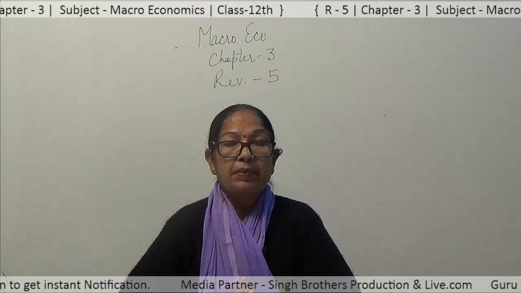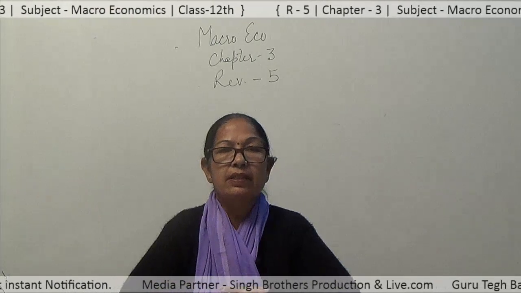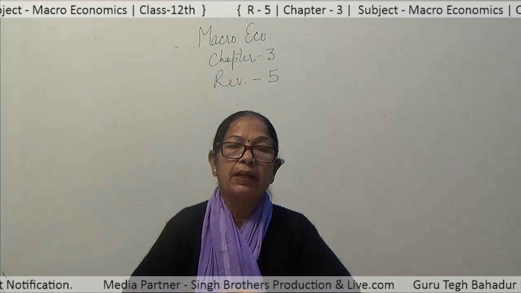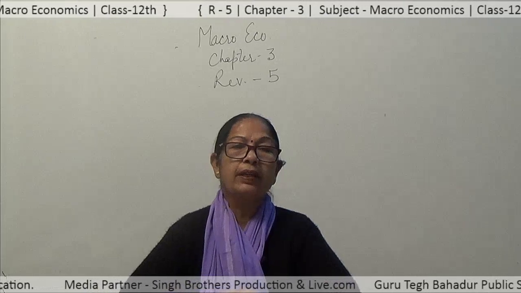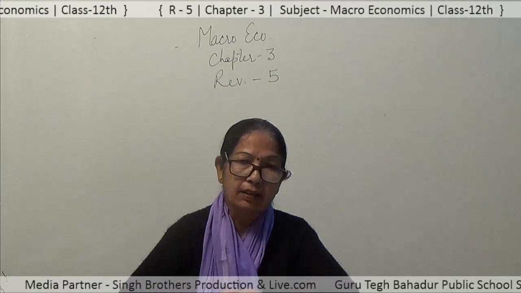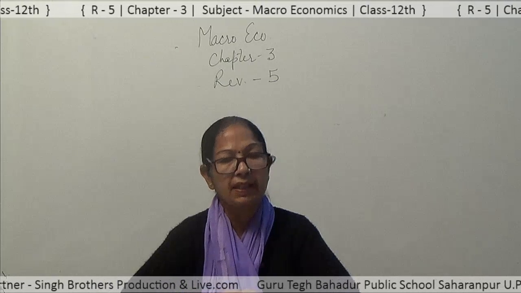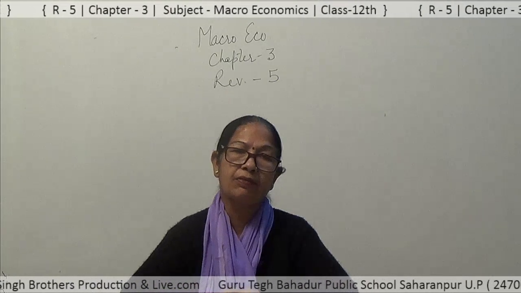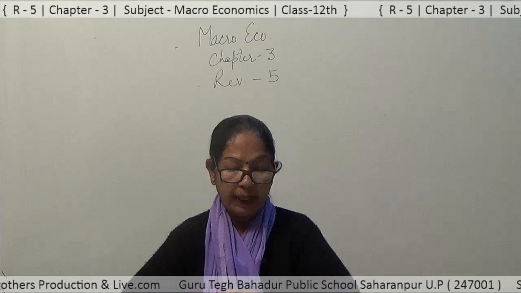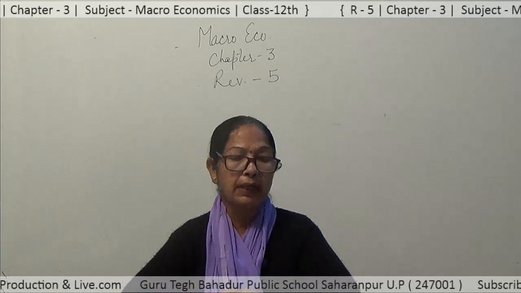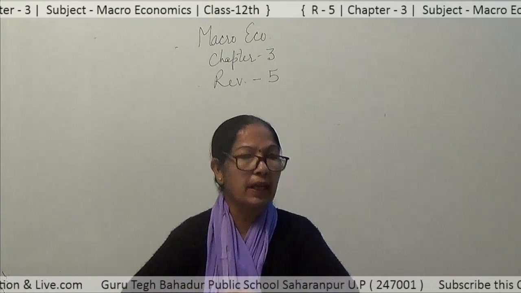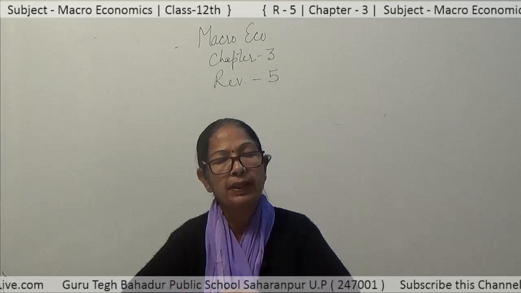We are revising chapter 3 of macroeconomics, that is determination of income and employment. Today I will explain the meaning and components of aggregate supply. Aggregate supply is the money value of total supply of goods and services planned to be produced by all producing units in the economy during a given period.